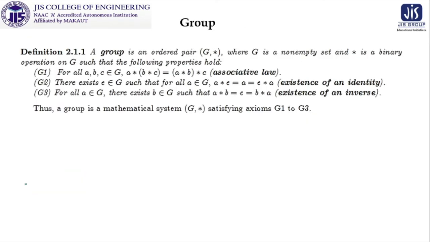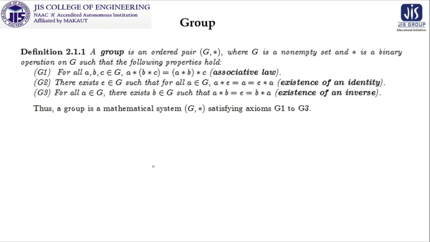So this is the formal definition of group. A group is an ordered pair (G, star), where G is a non-empty set and star is a binary operation on G, such that the following properties hold. First one, associativity. Second one, existence of identity element. Third one, existence of inverse element. So it is nothing but a mathematical system satisfying axioms G1 to G3. But for you, I want to emphasize that part.